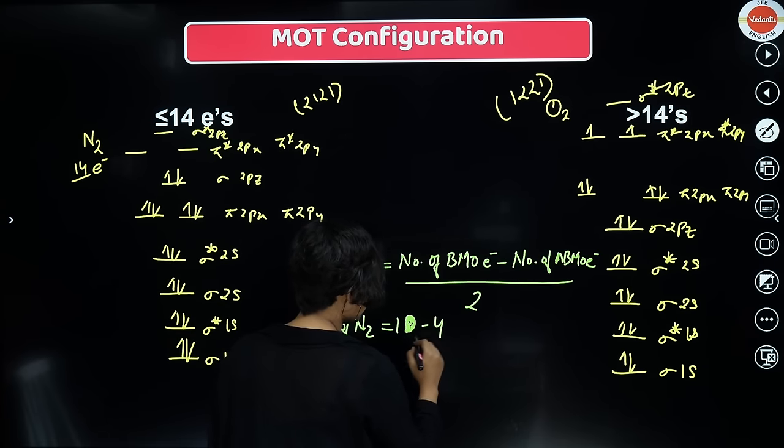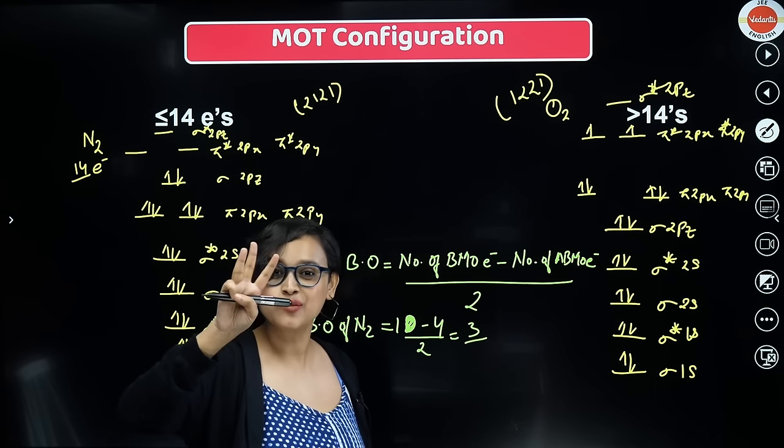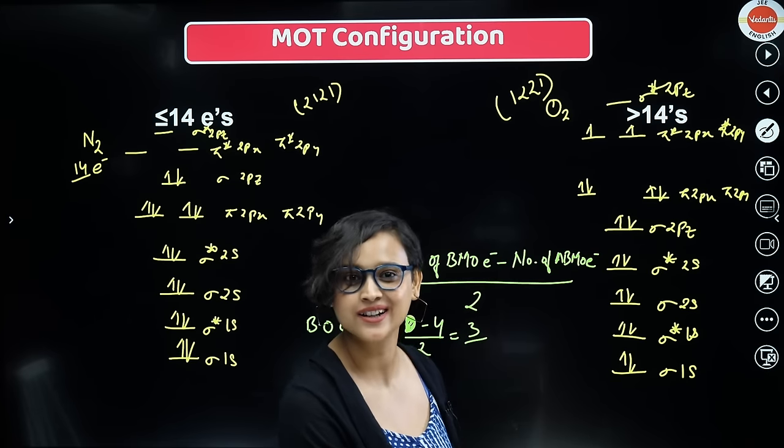10 minus 4 divided by 2 is equal to 3. Now, nitrogen has 3 bonds, isn't it? Check it out. You calculated it.